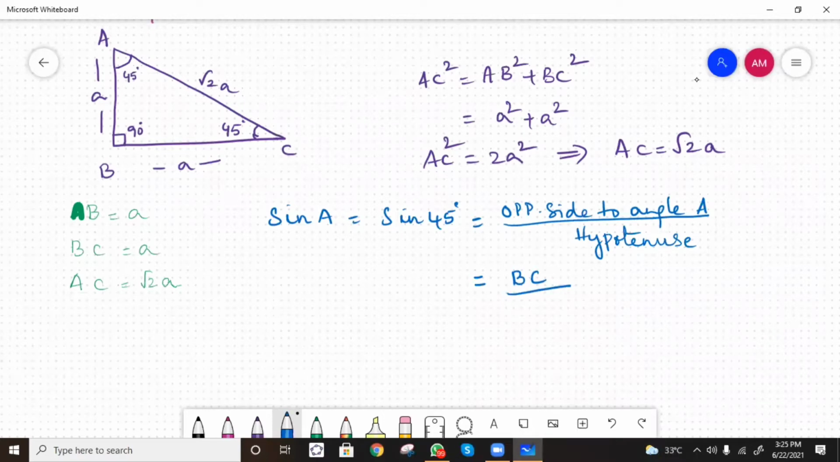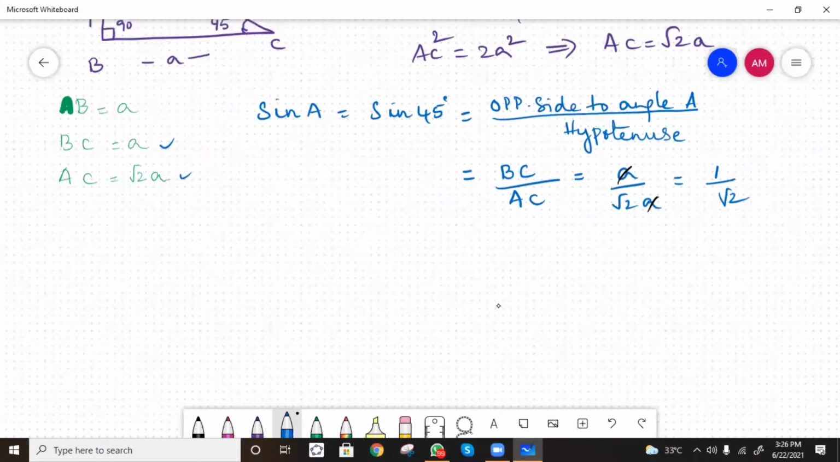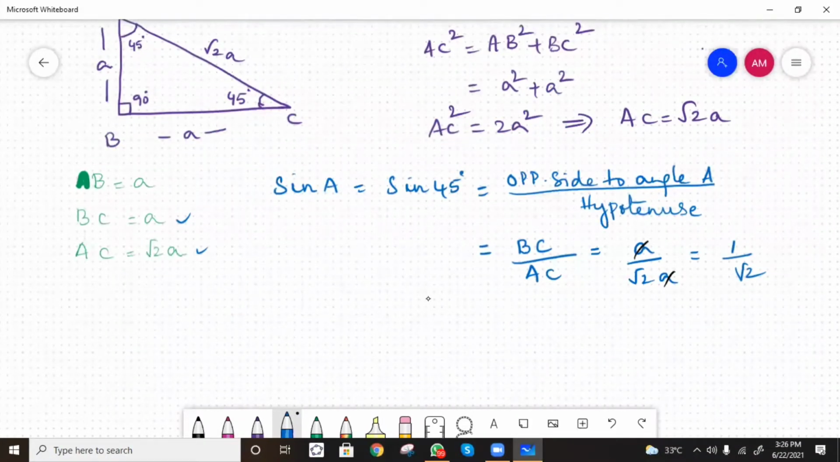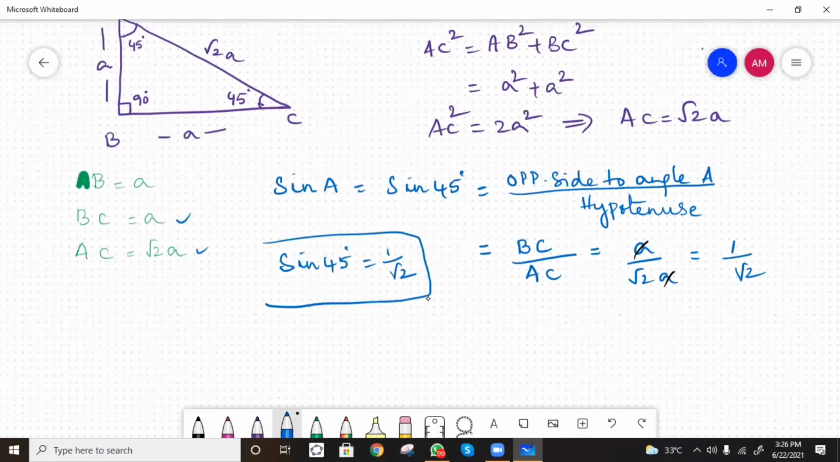What is the hypotenuse in this right angle triangle? This is AC. So what is BC? BC is nothing but A. What is AC? Root 2A. So A and A get cancelled. What is the value? That is equal to 1 by root 2. So sine 45 is equal to 1 by root 2. What we have to find? We have to find cos 45 and tan 45 also.